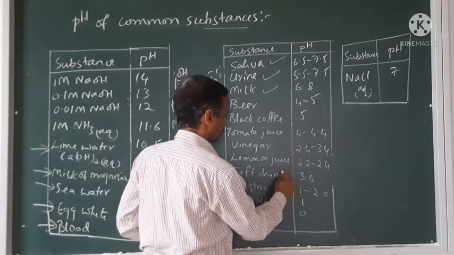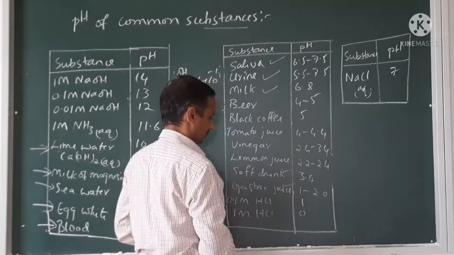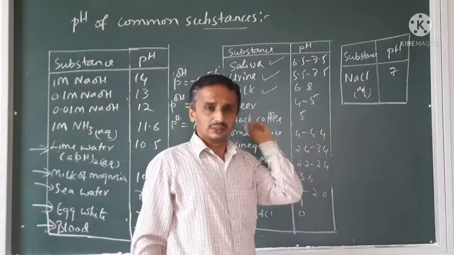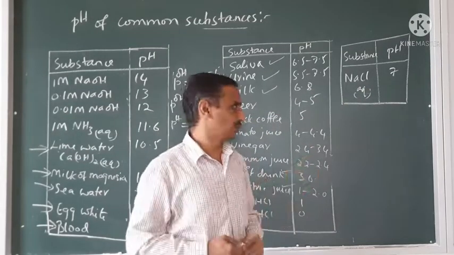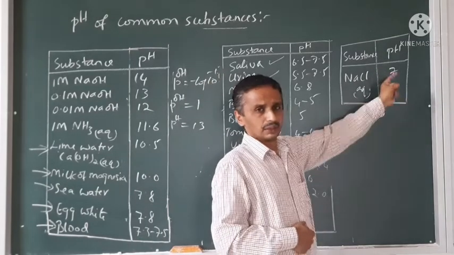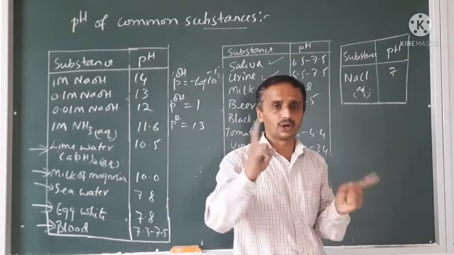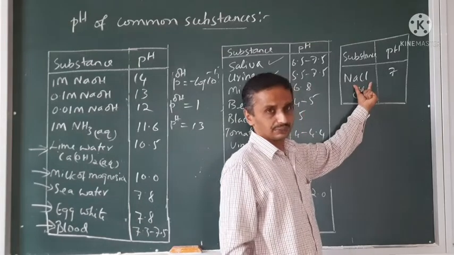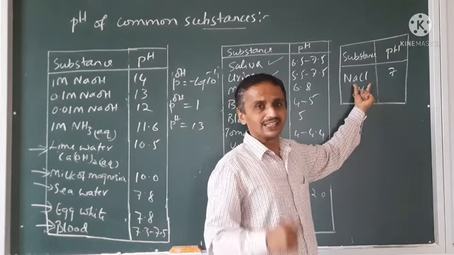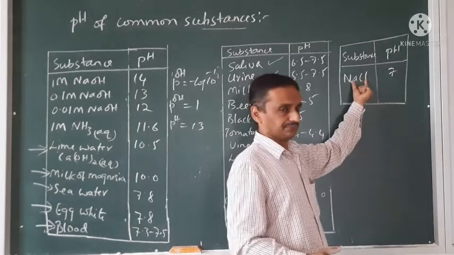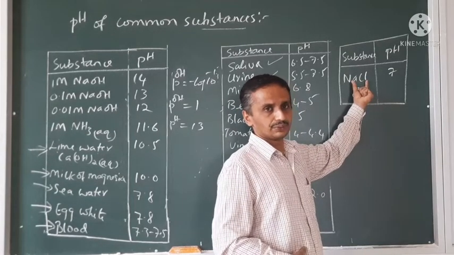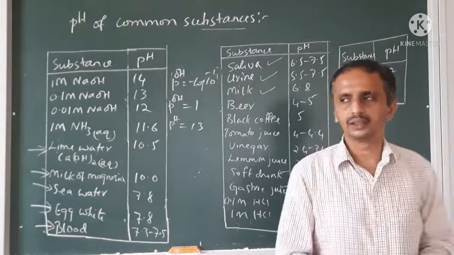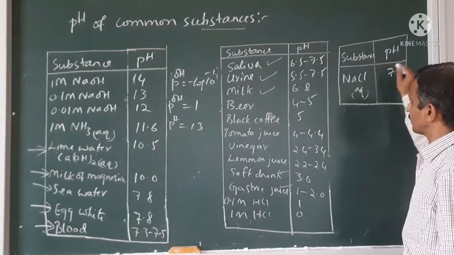then gastric juice, soft drinks, at least these values, along with NaCl. NaCl is neutral in nature because it is from a strong acid versus a strong base. Why do I get the NaCl? Sodium hydroxide is a strong base, HCl is a strong acid, so I get a salt. And when a strong acid reacts with a strong base, the pH will be 7, which is neutral.